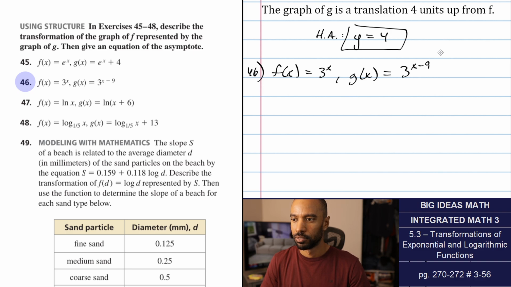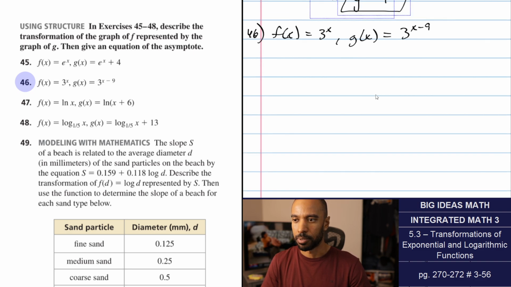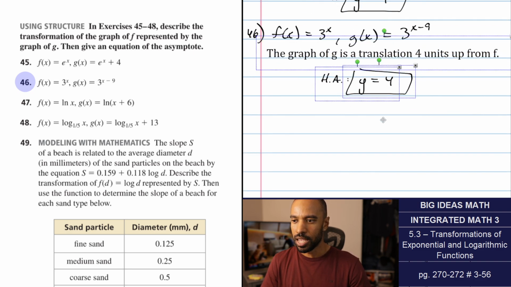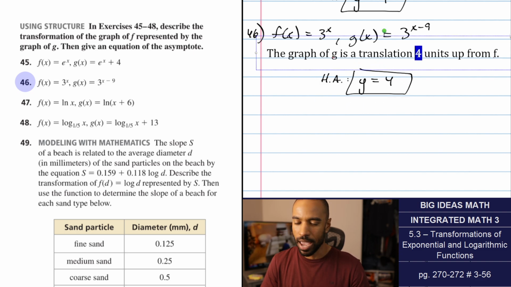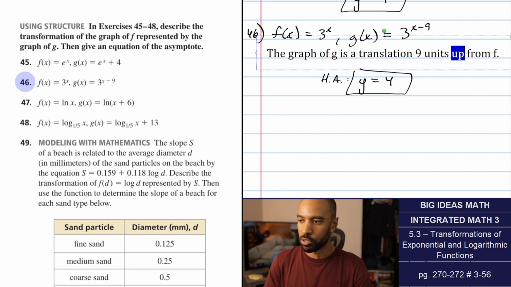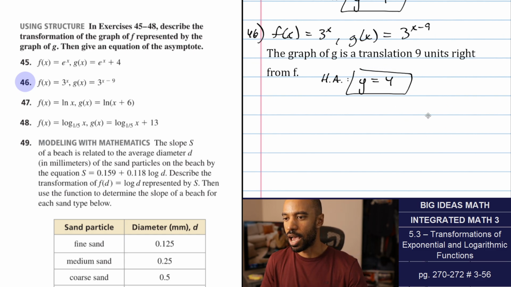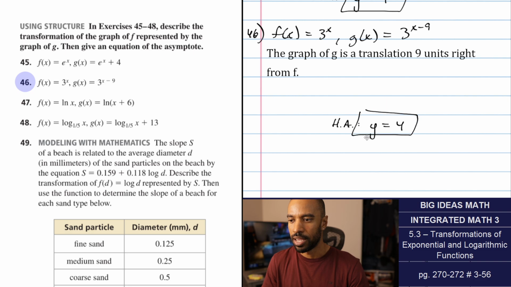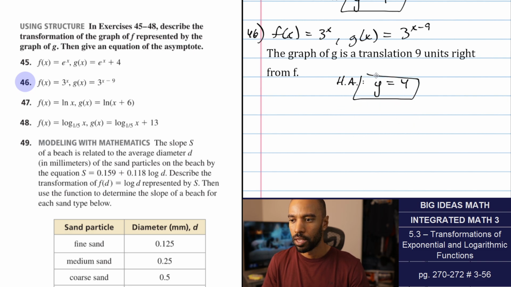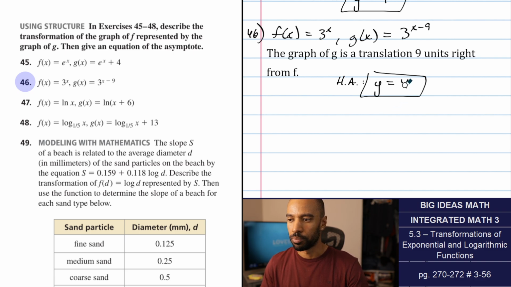I'm just going to kind of copy and paste this stuff. I'm getting lazy. The graph of g is a translation 9 units right. Not up, but 9 units right from f. So that minus 9 in the exponent is doing that. Now my horizontal asymptote did not go up or down at all. It's not y equals 4 anymore. It's now y equals 0. Same as it ever was. We just went 9 to the right.